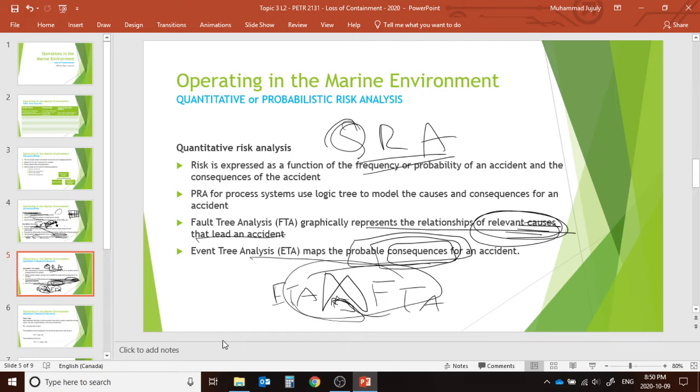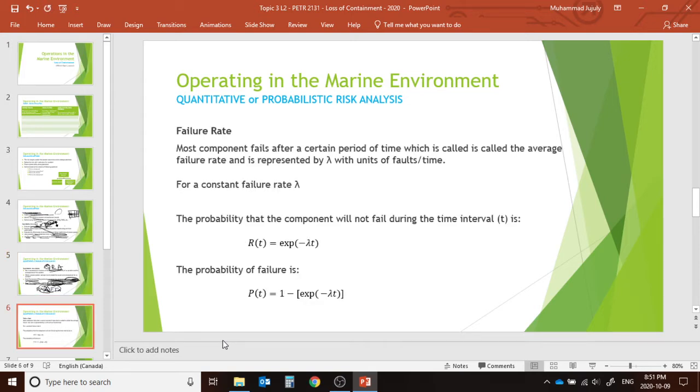This is a more advanced study on QRA, but if we have time, we'll go through that a little bit in the next lecture. But just remember, the FTA is a graphical representation of the relevant causes that can lead to an accident. In the case of ETA, event tree analysis, we calculate the probable consequence of an accident.